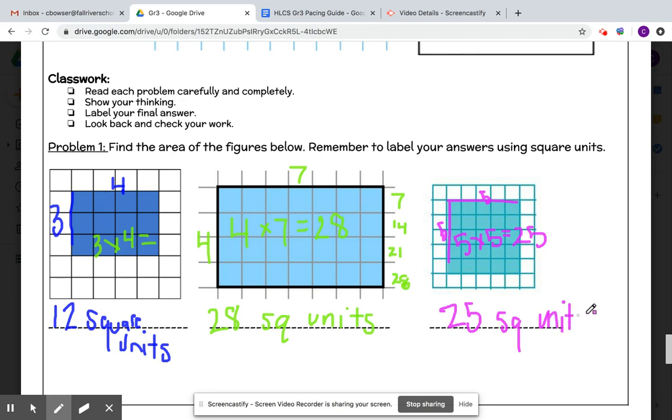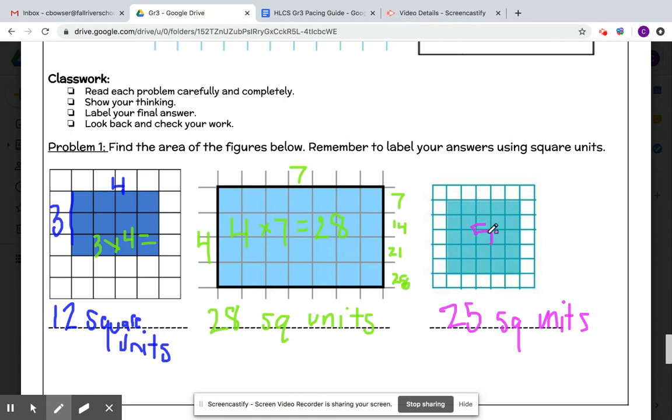And I can also just go back and check my work. I'm just going to erase the writing here just so we can have a clean slate. And I'm just going to count the squares to confirm because it's nice to make sure I'm doing my math correctly. And good mathematicians always check their work. So 1, 2, 3, 4, 5, 6, 7, 8, 9, 10, 11, 12, 13, 14, 15, 16, 17, 18, 19, 20, 21, 22, 23, 24, 25. So my answer is 25 square units.